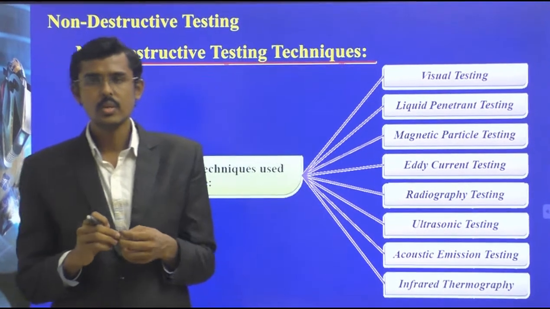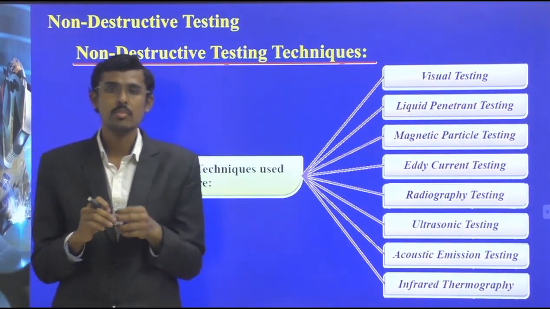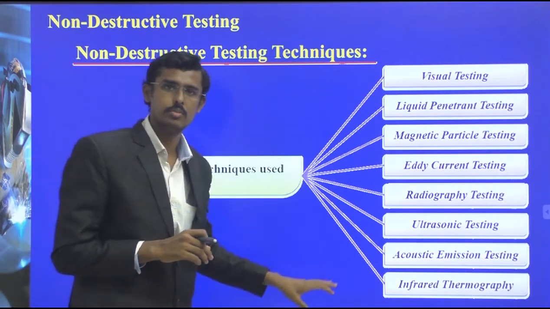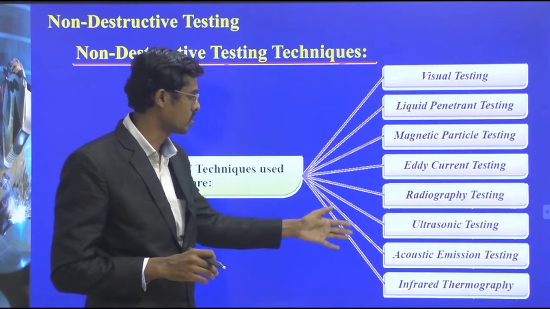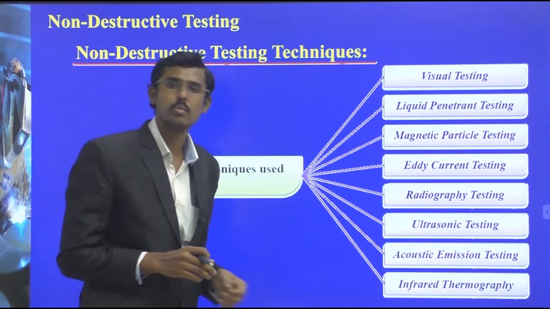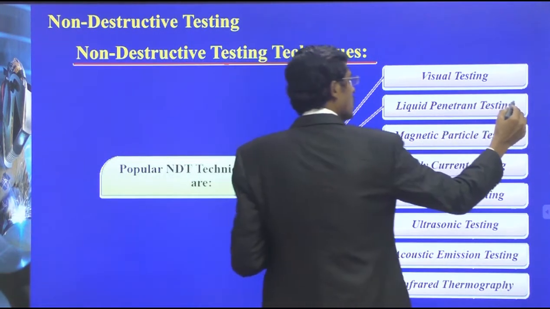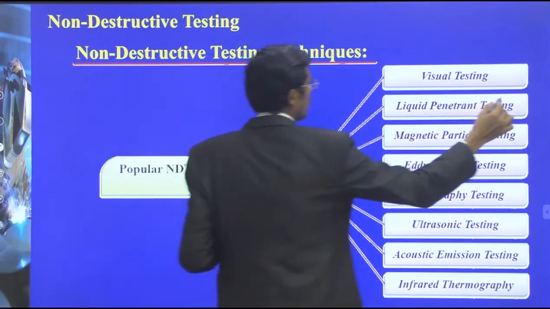In today's class, we are going to talk about the dye-penetrant inspection method. Out of these non-destructive methods: visual, liquid, magnetic particle, eddy current, radiographic, ultrasonic, acoustic emission, and infrared thermography methods, in this class we will talk about the liquid penetrant testing method.